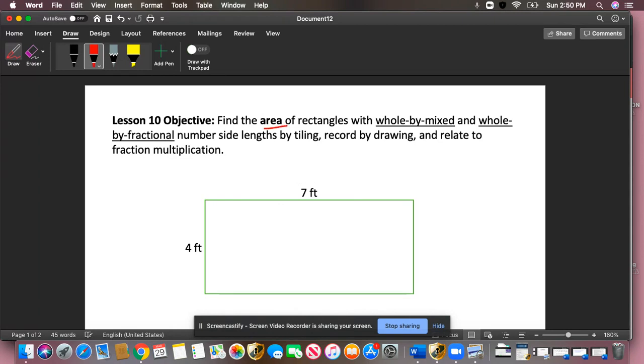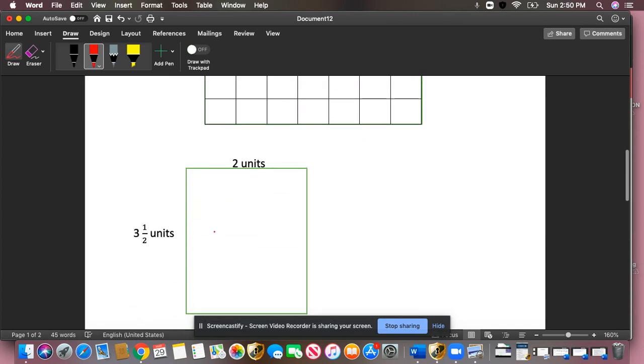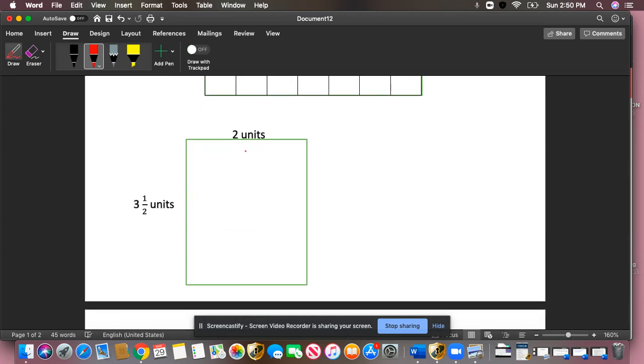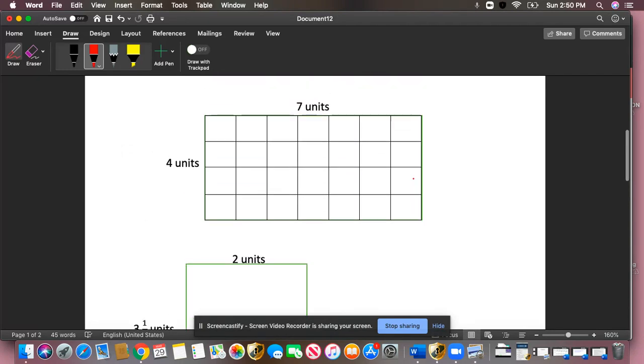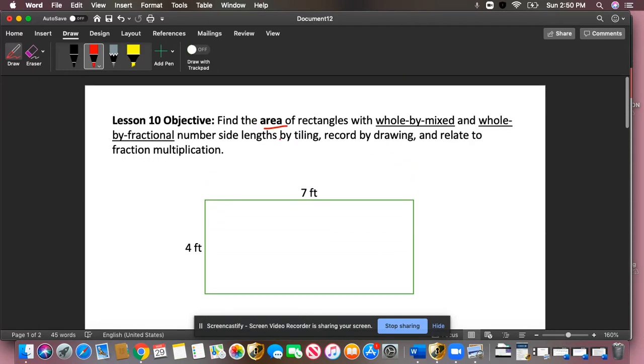Okay, so finding the area. We started finding volume. We had area mixed in there a little bit, but we're going back to area of rectangles with whole by mixed and whole by fractional number side lengths. So you're used to a rectangle looking like this, 7 feet by 4 feet. Those are whole numbers. Today we're going to be looking at a whole number and a mixed number, or a whole number by a fraction. And then we're going to do something called tiling, and then some drawing, and relate it to fraction multiplication.